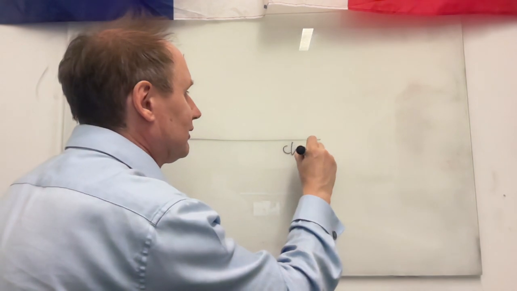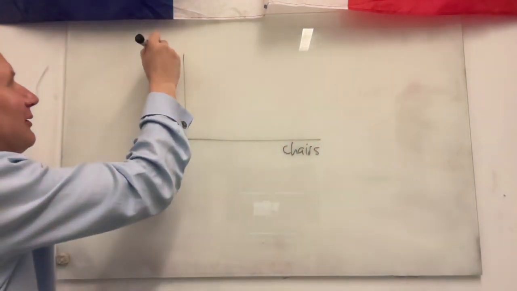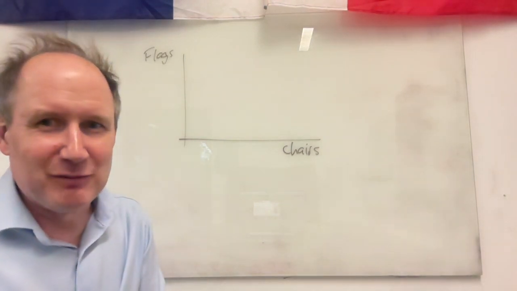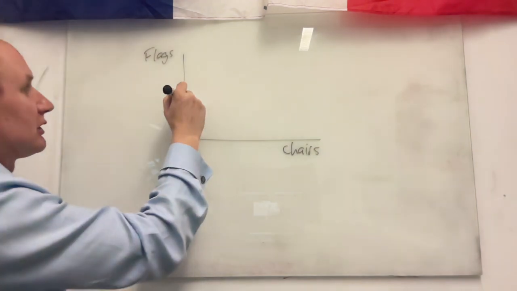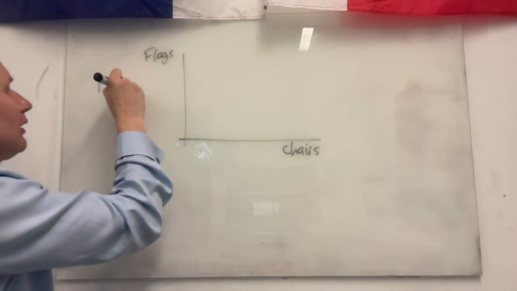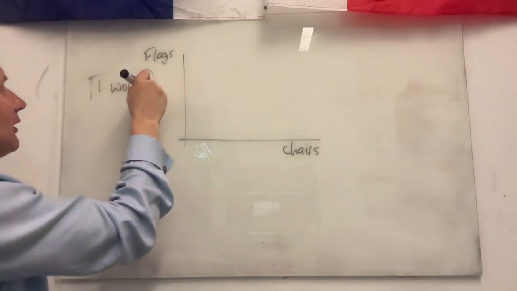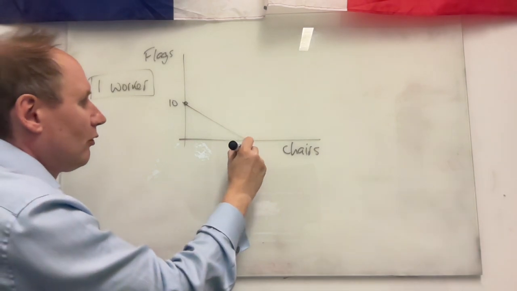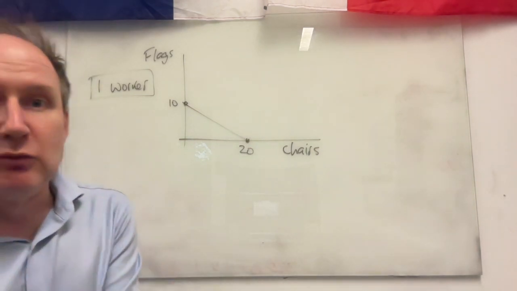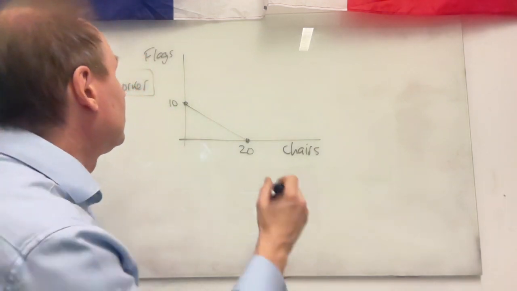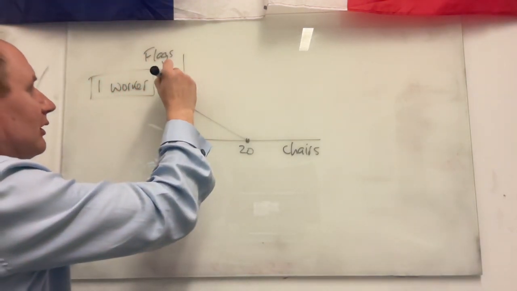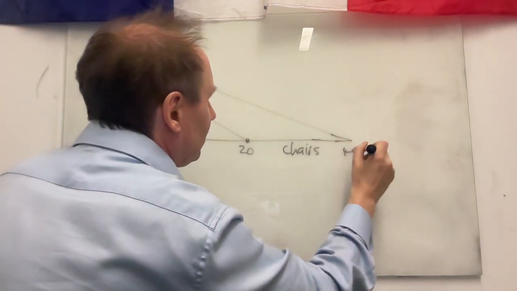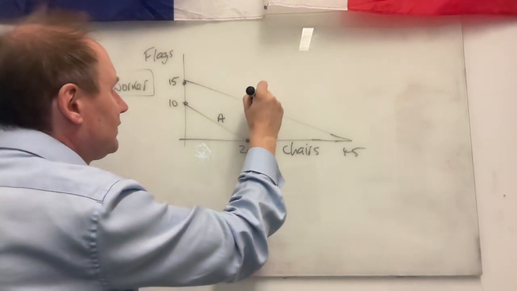Chairs. I'm feeling very imaginative. And flags, because I'm in a French classroom. And let's imagine that we have one country that can produce with one worker, so we're looking at relative productivity, either 10 flags or 20 chairs. And we're going to assume constant opportunity cost for convenience. Country B can produce either 15 flags or 45 chairs. So this is country A, this is country B.